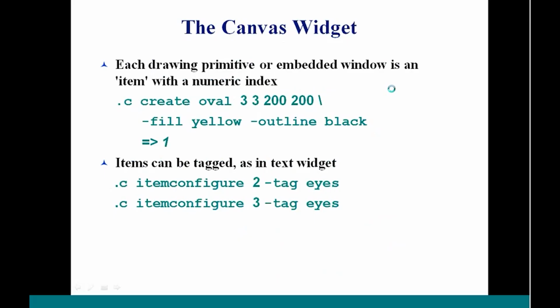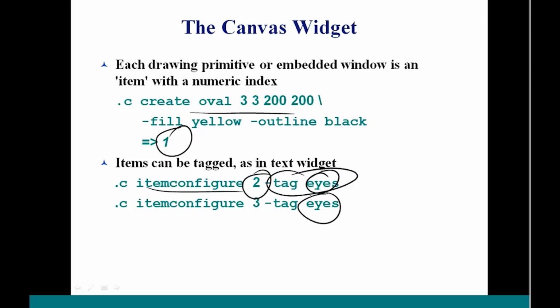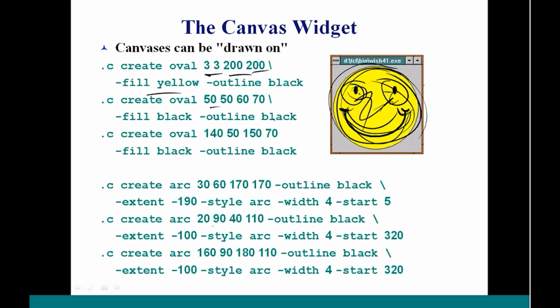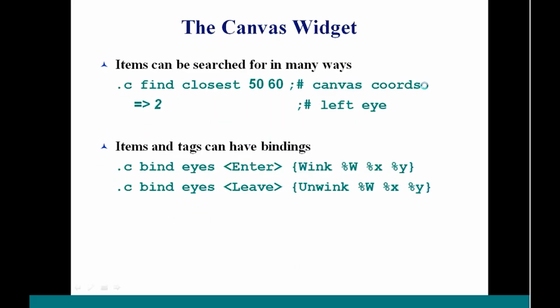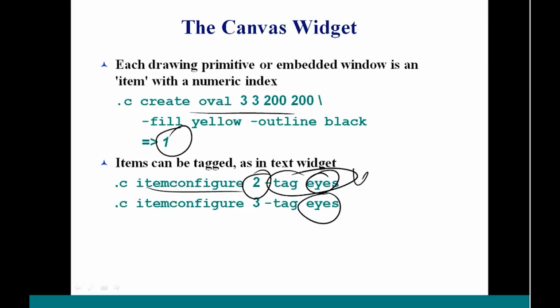Now each of these drawing primitives is an item with a numeric index. When we create that oval, it returns a number for it, and the items can be tagged as in the text widget. We can say item configure 2 and tag is eyes, and the same for the other one. So we tag these two ovals as eyes. We can also search items within this canvas widget using find closest. If you give find closest a coordinate, it returns 2, which is the left eye. So left eye and right eye.